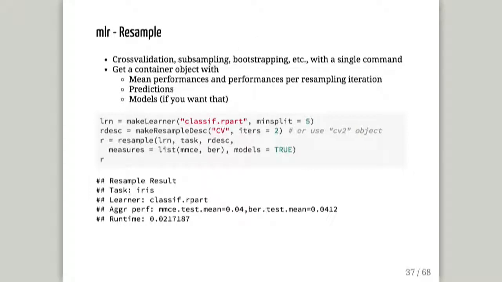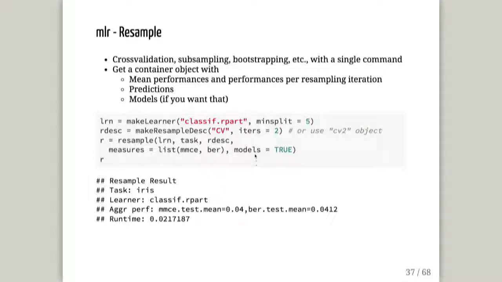And the normal way to run this, again, you create the learning algorithm, you know how this works. Then you create a description object. Again, everything is an object, so you create a description object for cross-validation, CV, and iterate for the number of folds. There are also predefined objects in there, so CV2 you could use instead of this longer line here. And then you call the resample function. The resample function takes the learning algorithm, the task, and this resampling description, and that basically tells the algorithm to run a two-fold cross-validation on the task, and measure misclassification error and balanced error rate.